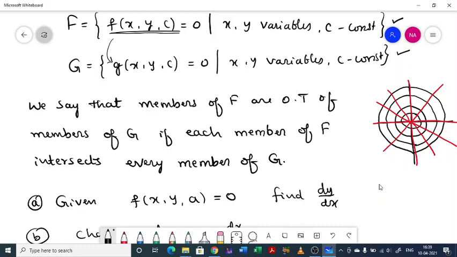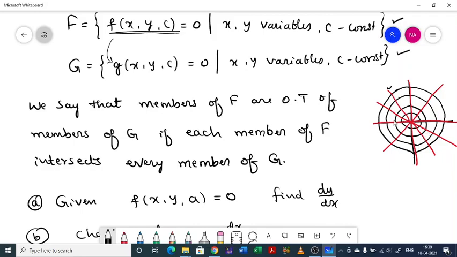So given this straight line, you have to find any one of these circles. If you determine one, then you can find others easily. Only the magnitude is going to vary and the shape of the curve remains the same. So given one curve, you need to find the orthogonal trajectory of that curve, that means the member of the other family which intersects the given curve orthogonally.